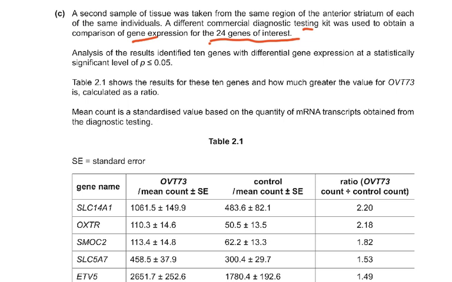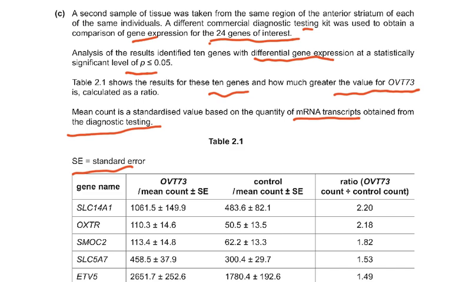Analysis of the results identified 10 genes with differential gene expression at a statistically significant level of probability less than 0.05. Table 2.1 shows the results for these 10 genes and how much greater the value of OVT73 is, calculated as a ratio. Mean count is a standardized value based on the quantity of mRNA transcripts obtained from the diagnostic testing. SE is standard error.